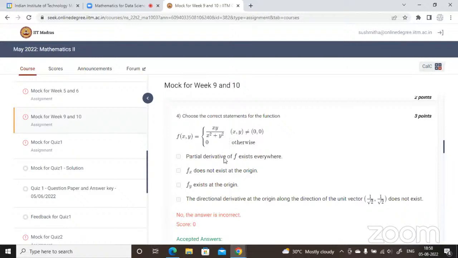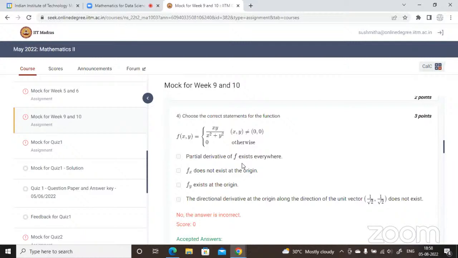Okay, how do you check whether the partial derivatives exist or not? How will you calculate the partial derivative? So for x comma y not equal to 0, 0, there is no problem. You just use the quotient rule and find the partial derivatives. But at 0, 0, you have to go by the limit definition, right?